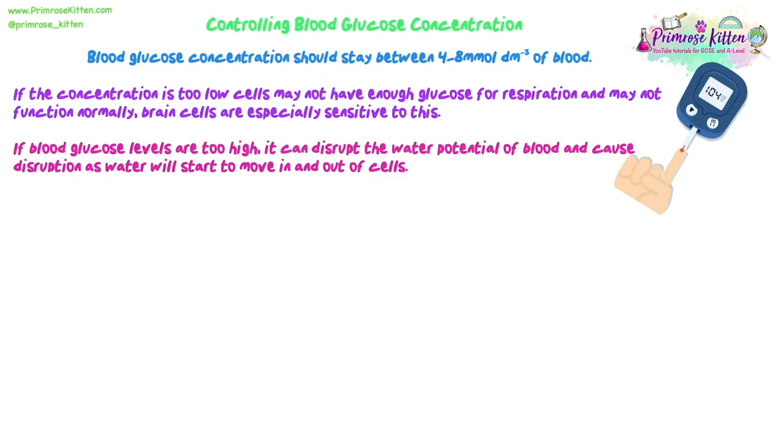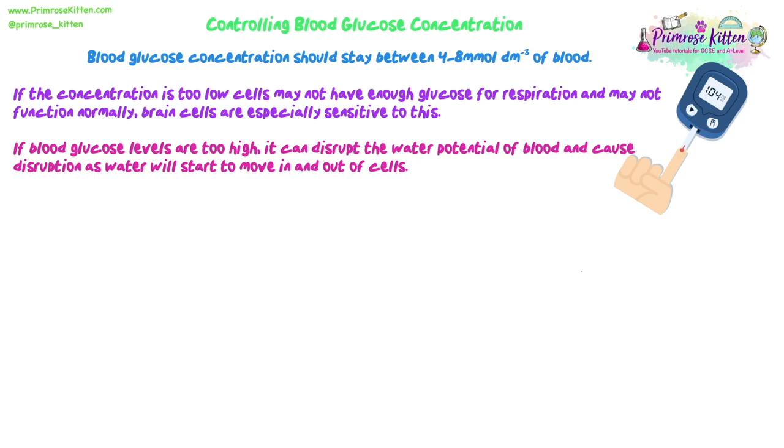Okay, so we're going to look at controlling blood glucose concentration. So why is it important though that we keep our blood glucose level within this range? Well, if it drops too low, then cells might not have enough glucose for respiration and they may not be able to function normally. Brain cells are particularly sensitive to this. Your brain actually needs quite a lot of glucose to function. It requires a lot of energy. So if your blood glucose levels drop, similar to if your blood oxygen levels drop, then your brain is very particularly affected.